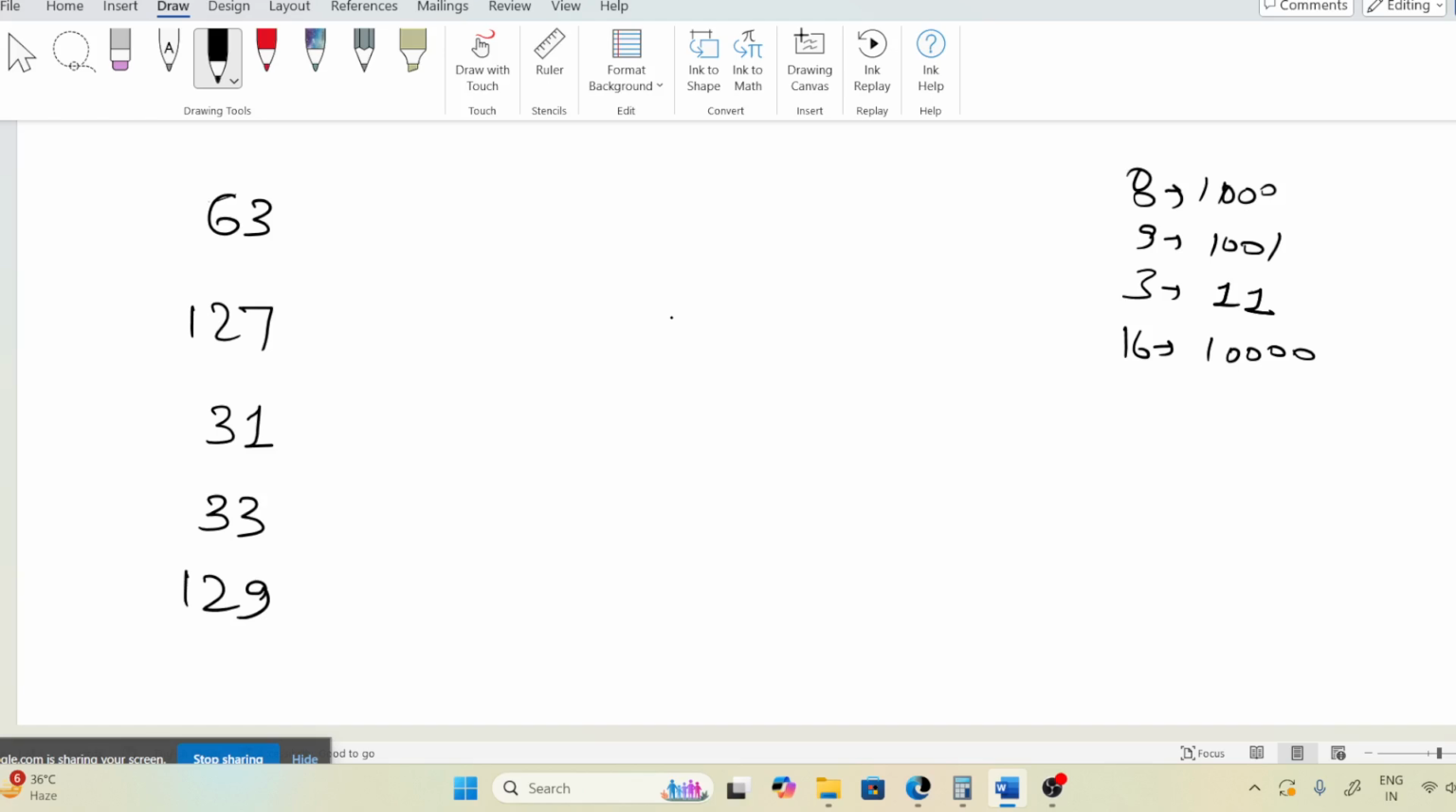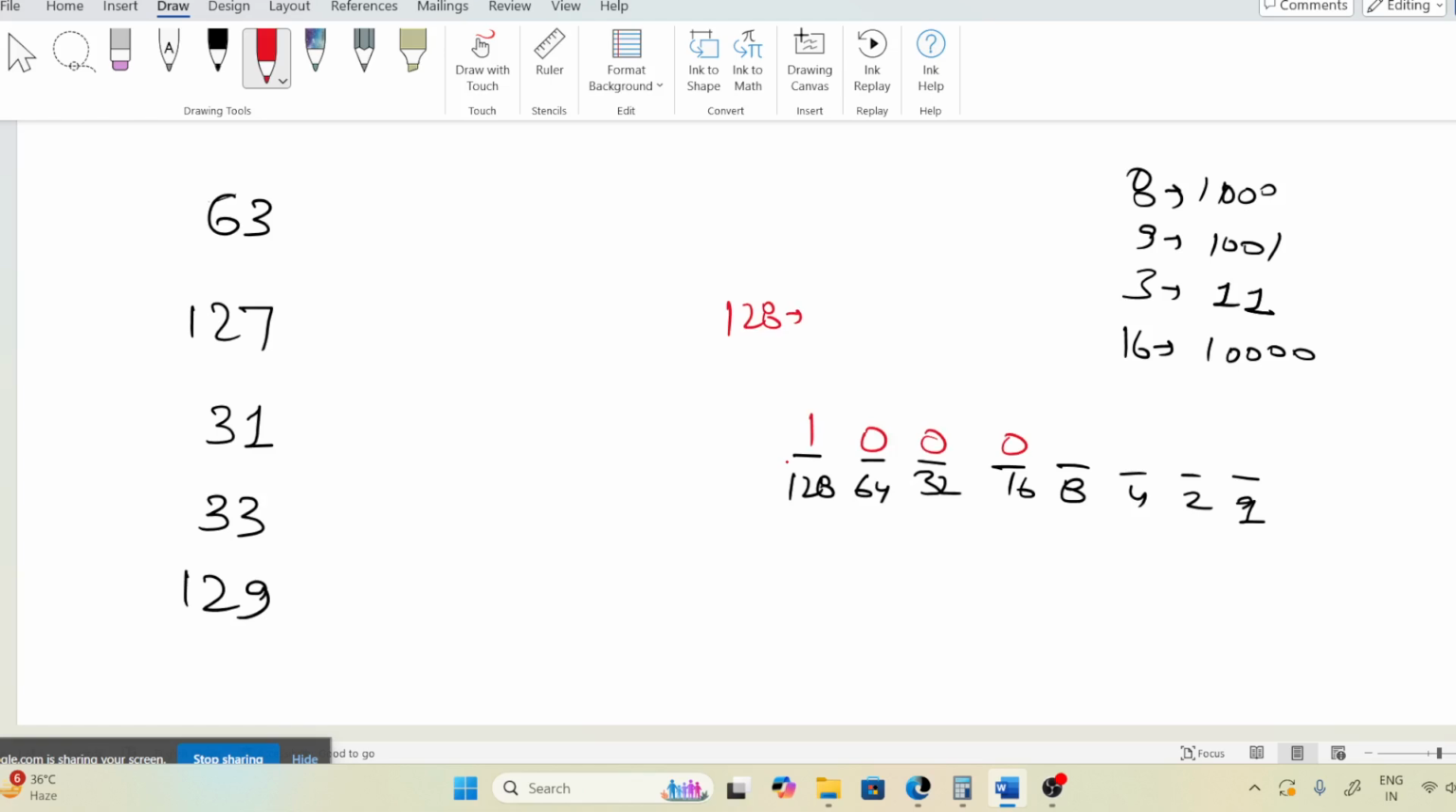Now, what is the trick here? These are the numbers, okay? We know that it is 1, 2, 4, 8, 16, 32, 64, 128. Let's suppose I need to write 128. I say I need to write 128. So how can we write it? I need 1 and then 0, 0, 0, 0, 0, 0, 0.